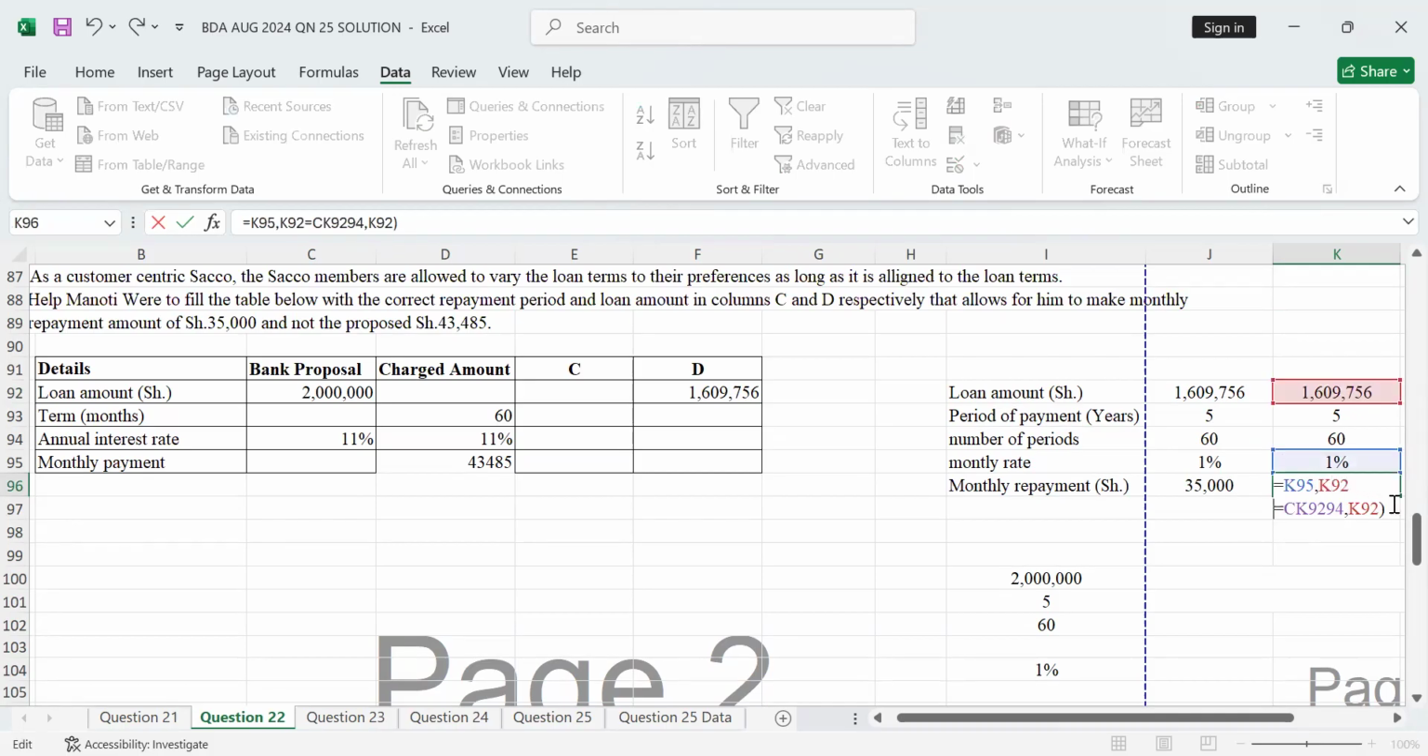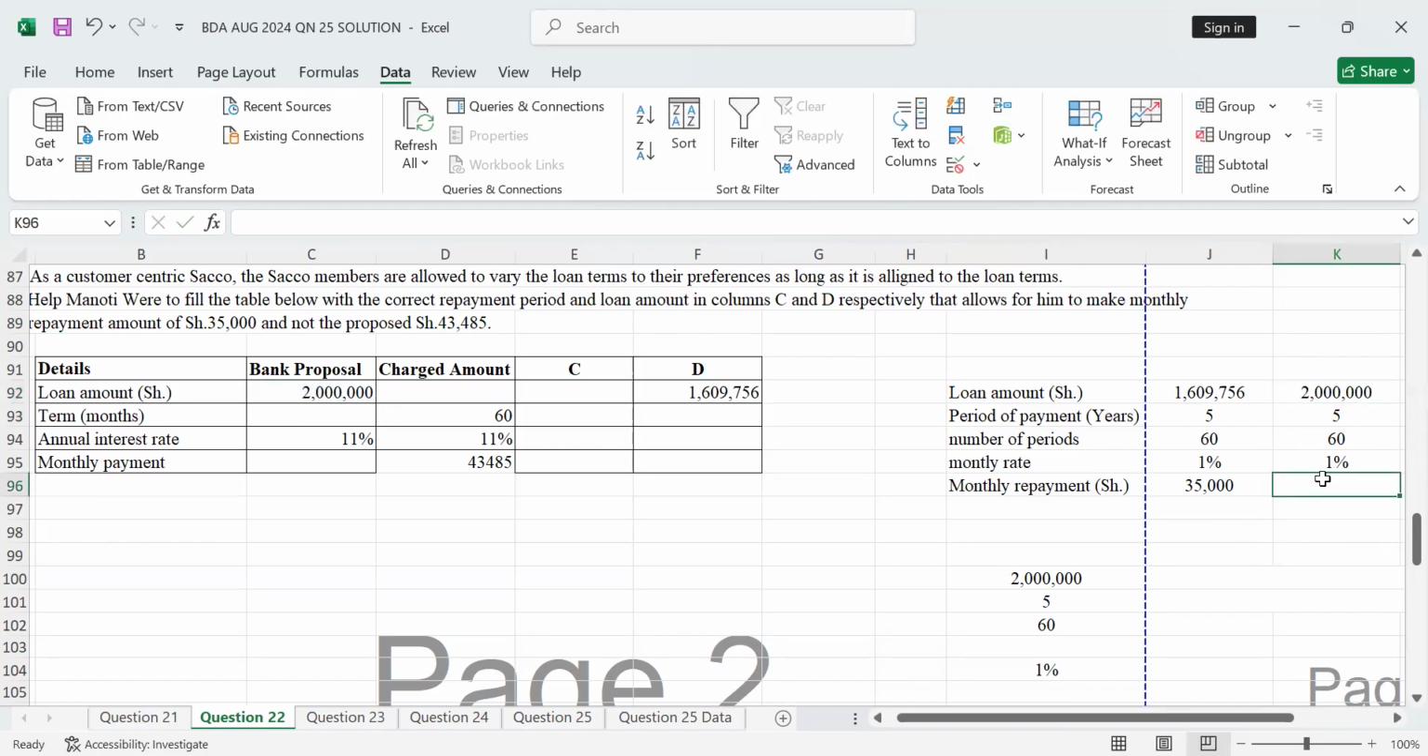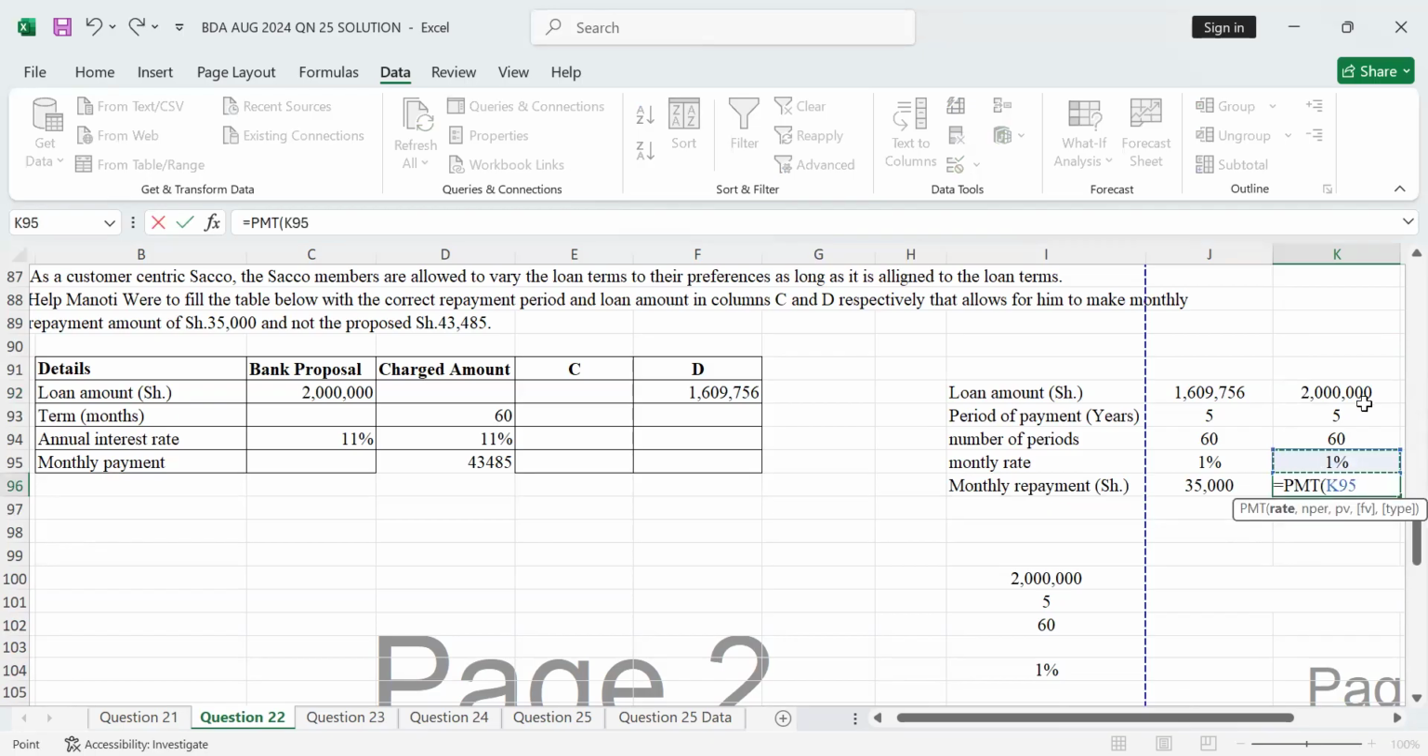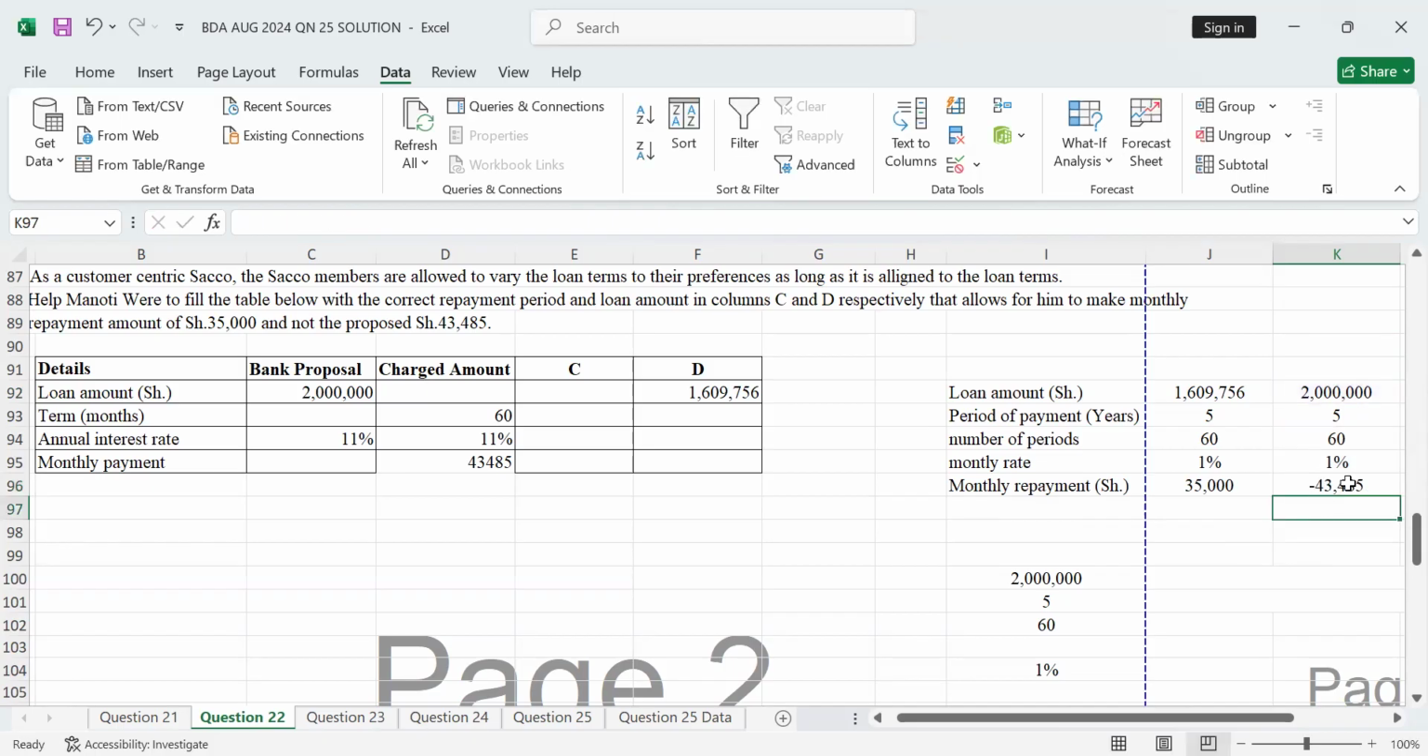I've done some mistake there. Let me repeat them again. This is equals, so PMT. It must contain a formula as we've been told. 60. Then this is a period. That way.